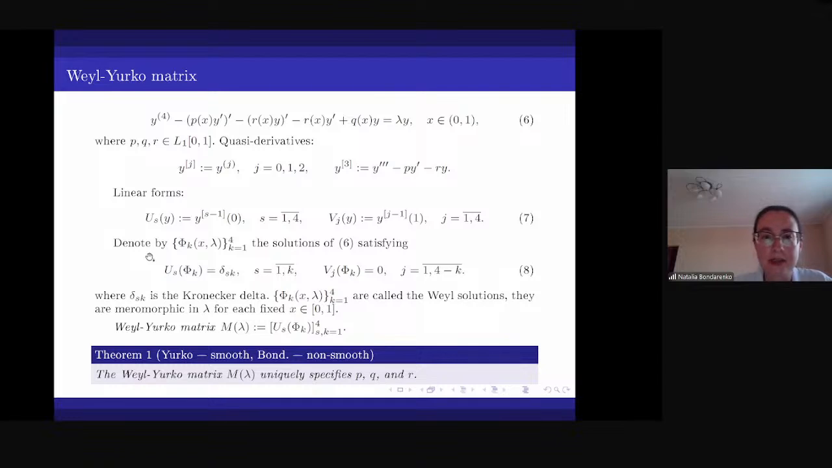Next, we need some solutions of equation 6, denoted by phi_k, the solutions of 6 satisfying the boundary conditions 8. For the solution number k, we have k conditions at 0, and for minus k, conditions at 1. Delta_jk here is the Kronecker delta. These solutions phi_k are called the Weyl solutions. Since they are solutions of boundary value problems, they are meromorphic in lambda for each fixed x, together with the quasi-derivatives.